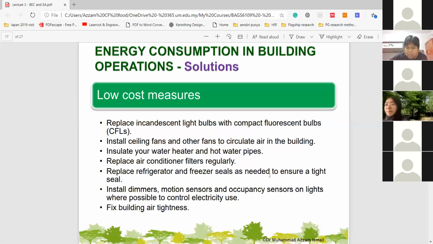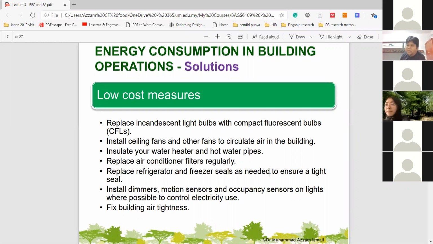And then if you can replace the refrigerator and freezer seals, it will be good as well, especially for those freezers and fridges which are old. With old freezers and fridges you probably notice that the doors might not stick as much anymore. It might not be very hard to open because the magnet is losing its strength. So you will get some coolness seeping out, leaking out of your fridge. So it's best if you can replace those seals.